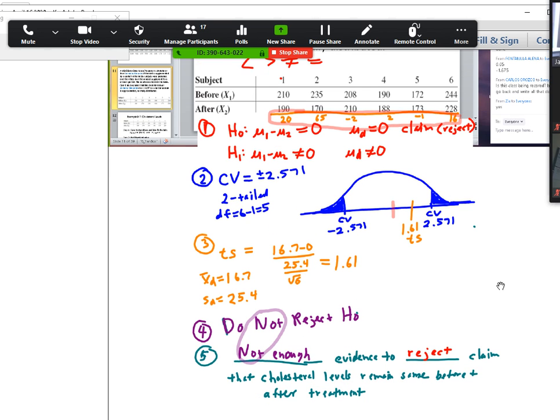Then your test stat. You're going to put these numbers into your calculator, these differences, or you could put the first list and the second list and subtract them, but it's just as easy to subtract them. It's not that hard. So put these numbers into a list and do STAT CALC 1-Var Stats on them, and you'll get your X bar D. Your X bar is 16.7 and your S is 25.4.